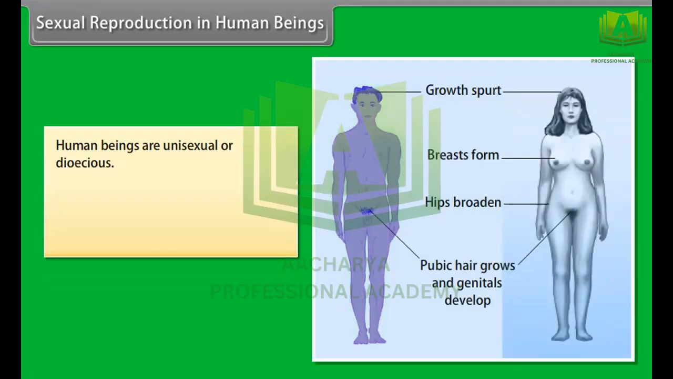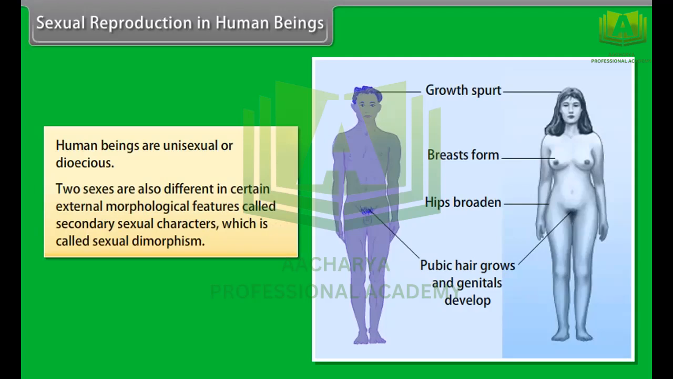Sexual reproduction in human beings. Human beings are unisexual or dioecious. The two sexes are also different in certain external morphological features called secondary sexual characters, which is called sexual dimorphism.